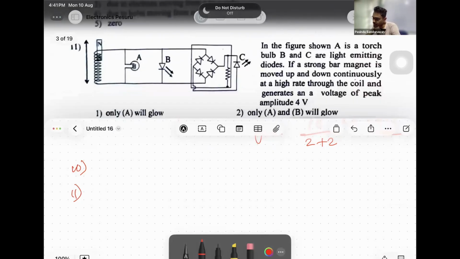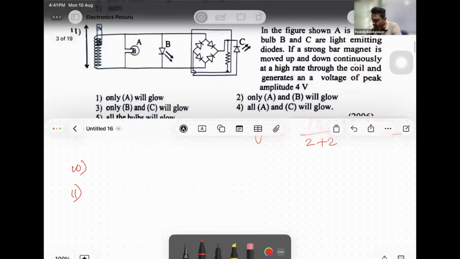In the figure shown, A is a torch bulb, B and C are light emitting diodes. If a strong bar magnet is moved up and down continuously at a high rate through the coil and generates a voltage of peak amplitude 4 volts, then which will glow: A will glow, B will glow.